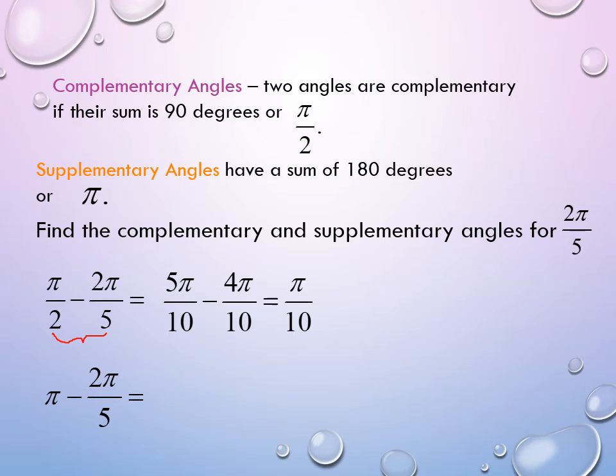And if we want to find the supplementary angle, we subtract from pi. So we say pi minus 2 pi over 5. Now, I want something that is equivalent to that pi. And because this one has a denominator of 5, I could actually write pi as 5 pi over 5. So that would give me 3 pi over 5.